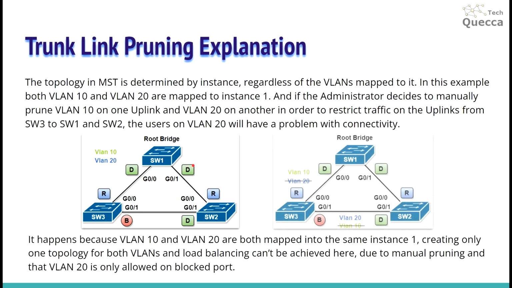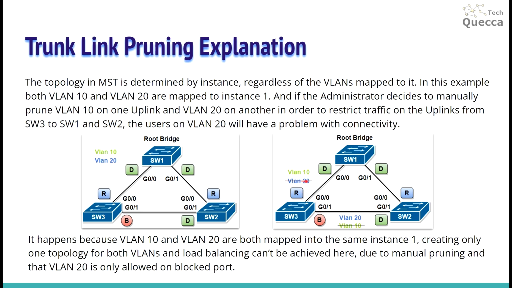It happens because VLAN 10 and VLAN 20 are both mapped into the same instance 1, creating only one topology for both VLANs. Load balancing could be achieved here by manual pruning, but VLAN 20 is only allowed on the blocked port. As you can see, VLAN 10 and VLAN 20 are mapped to one instance, and for this instance this switch is the root bridge, this port is the designated port, and this port is blocked for this instance.